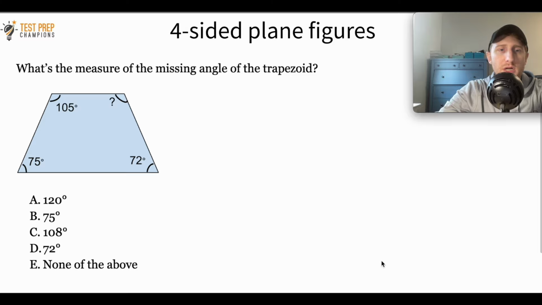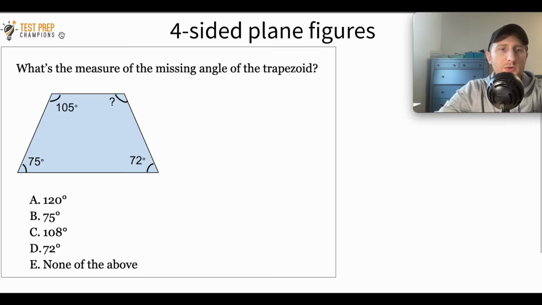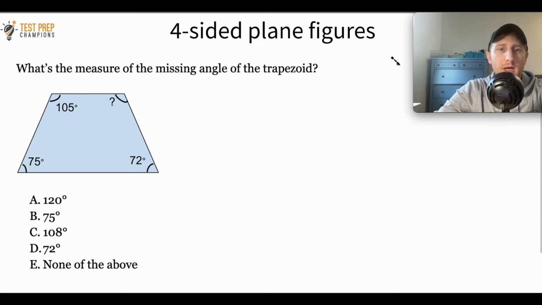Okay, so for this question, what we want to do is set up an equation, and we're trying to find this missing angle here. And we know that a trapezoid is a 4-sided plane figure. And we know that for 4-sided plane figures, the internal angles are going to add up to 360 degrees. So from that fact, we can write the following equation.